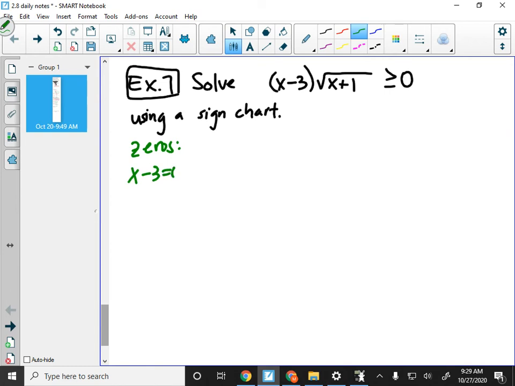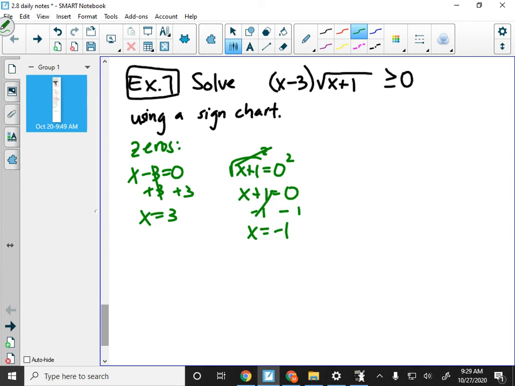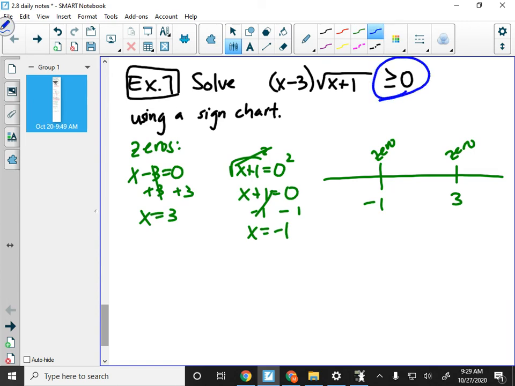My zeros are if I set each piece equal to 0. So this one, I get x = 3. Here I can square both sides. So I have zeros at negative 1 and positive 3. Side note, when I write my final answer, I want it to be greater than or equal to 0, so I want to make sure that I include those zeros. Okay, then I'm going to do my sign chart.